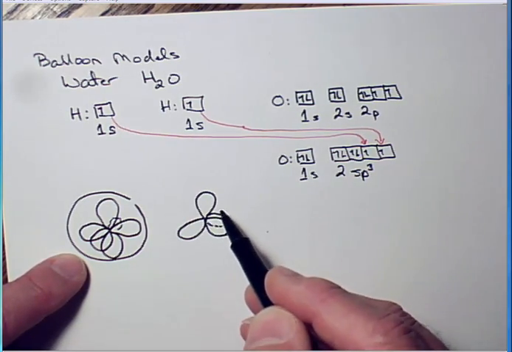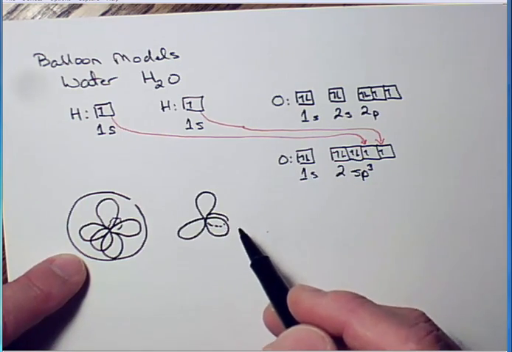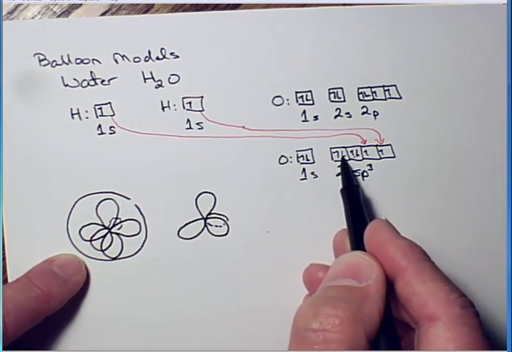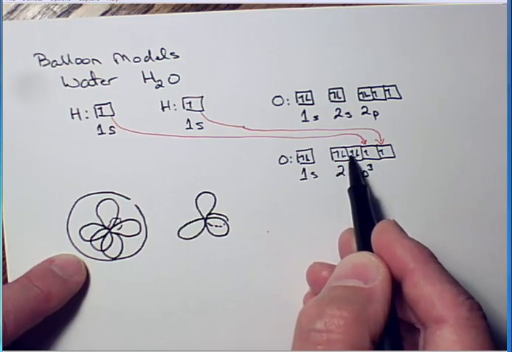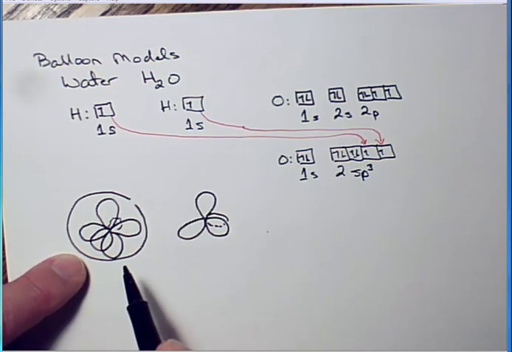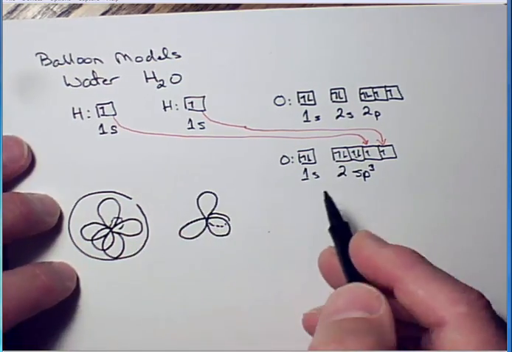But these 2 balloons don't change. They stay exactly the same because there's no bonding going on. These 2 sets, these unshared pairs of electrons, remain unshared, and so the shape doesn't change.